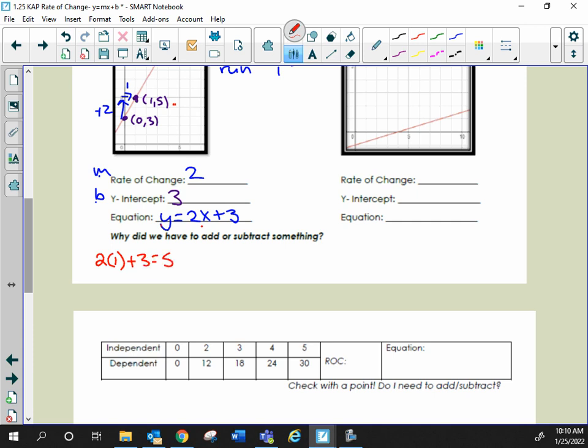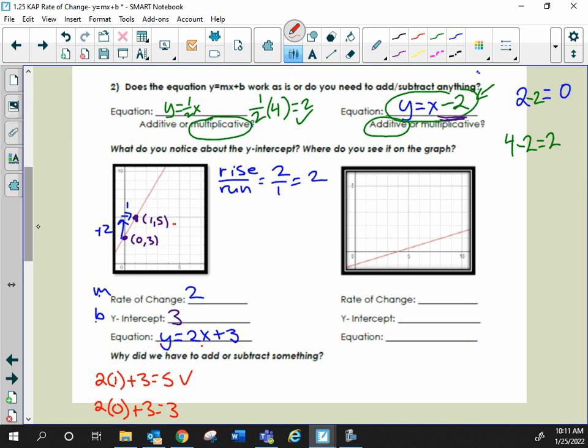Check it again if you want to. If I put in 0 plus 3, does that give me 3? Y'all see how I'm doing that? If you're not sure, let's break it down.